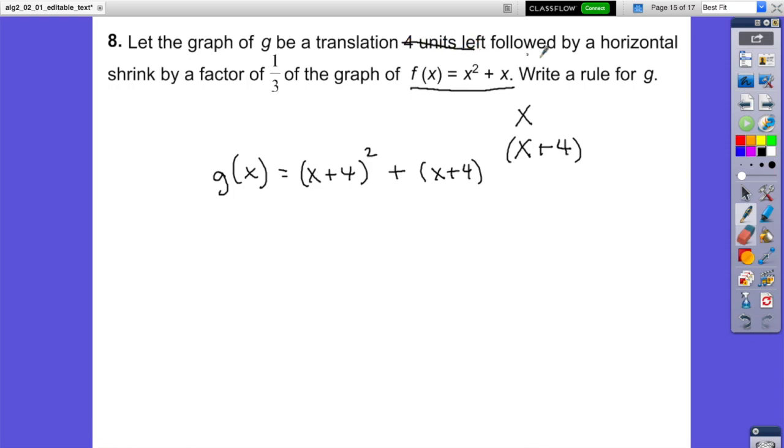Done. Now it's a horizontal shrink. Again, horizontal. So now here's my x. Horizontal shrink of a factor of 1/3, which means it needs the reciprocal, so it's now going to be 3x. So wherever I see x, which is right here, it's going to be 3x.